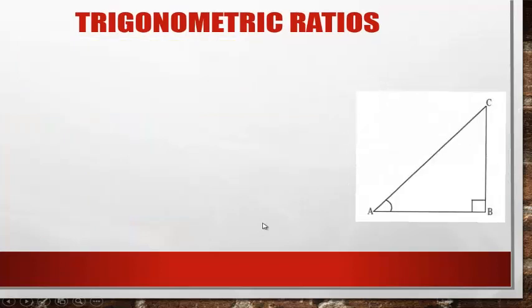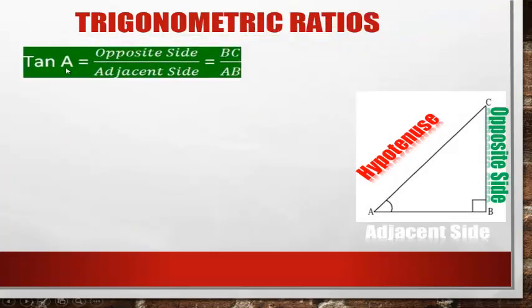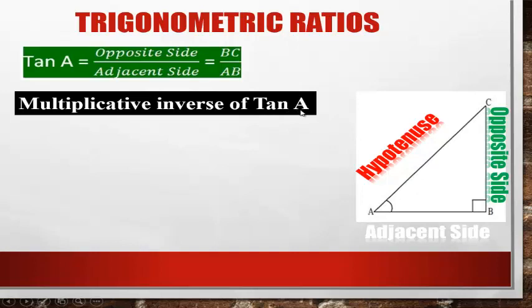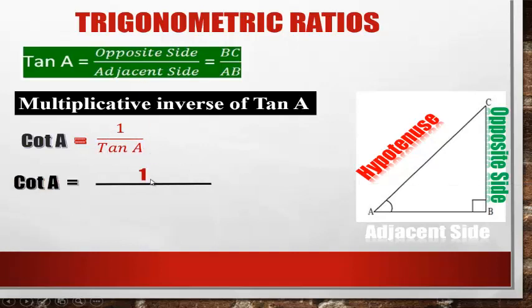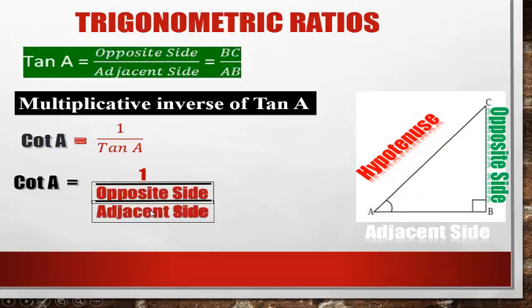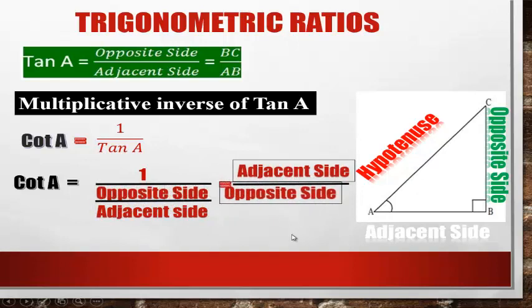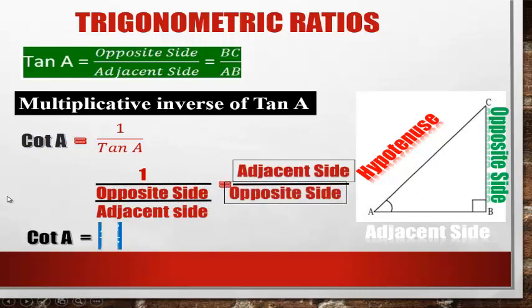Next, the third one. We have already known that tan A is opposite side by adjacent side. The multiplicative inverse of tan A is called cot A, that is cot A is 1 by tan A, which is 1 by opposite side by adjacent side. Here also the denominator becomes the numerator and the numerator becomes the denominator. That is adjacent side by opposite side, which is cot A. Cot A equals AB by BC. That's it.